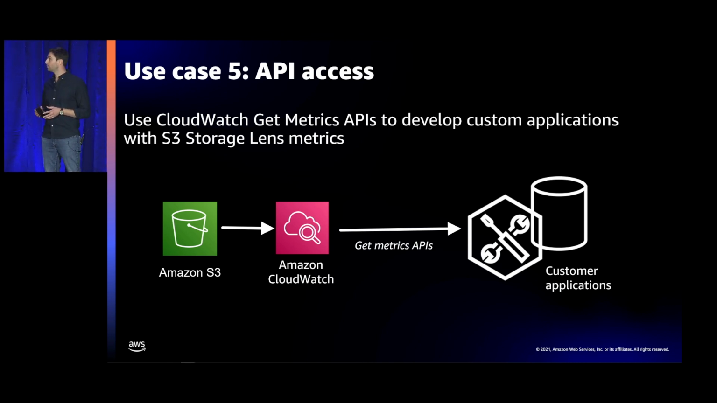One callout I'd like to make is that this function does not support the CloudWatch metric streams function. The reason is that Storage Lens publishes its metrics once a day, and it's not ideal for streaming use cases. So that is the reason why we don't have support for metric streams.